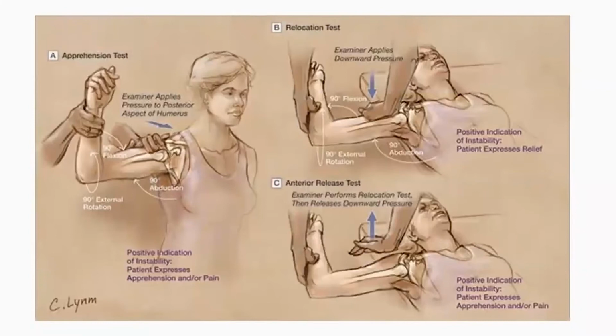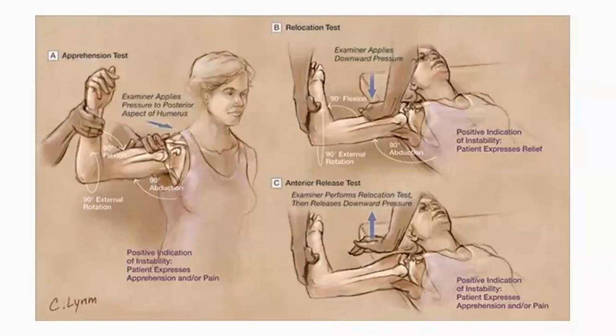Starting with the apprehension test, as illustrated here, it can be done in either the sitting or the supine position. The position of the shoulder is 90 degrees of abduction and 90 degrees of elbow flexion, gradually increasing the range of external rotation with an anterior directed force to the posterior humerus. The positive test here is the sense of apprehension. The patient feels as if his shoulder is going to dislocate.